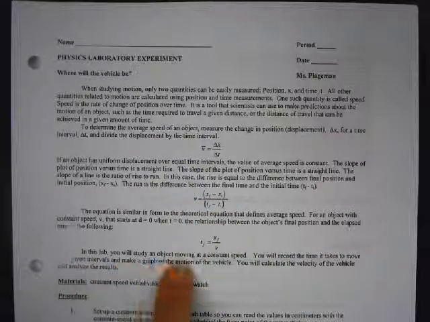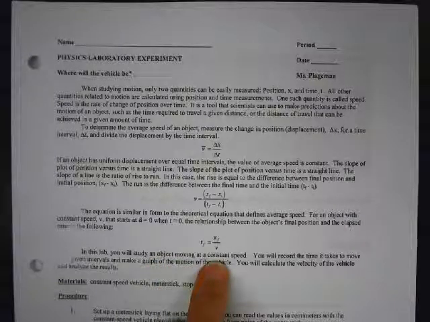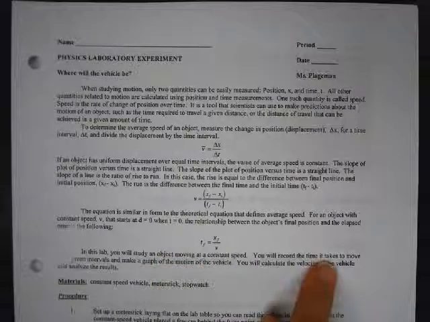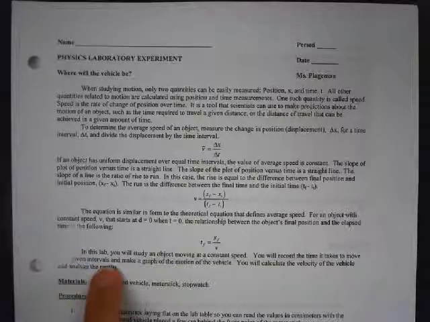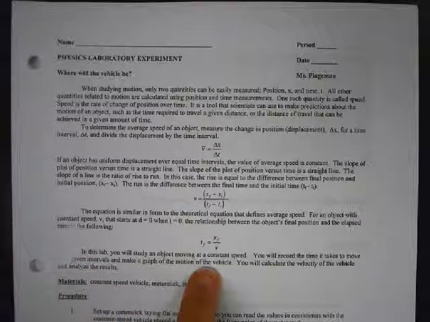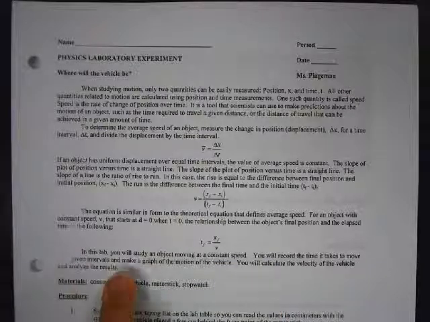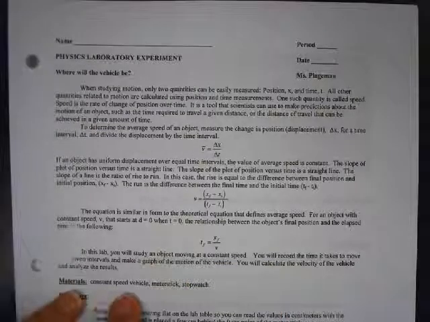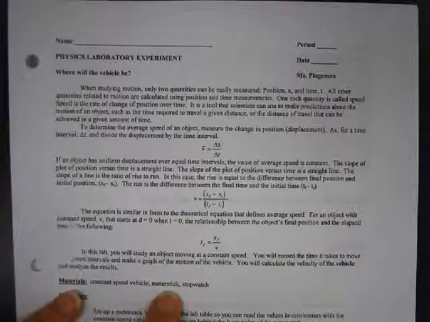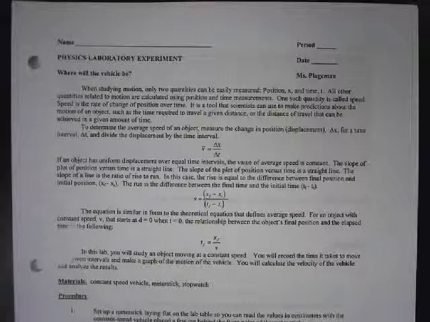So anyway, in this lab, you will study an object moving at a constant speed. You will record the time it takes to move over given time intervals and make a graph of the motion of the vehicle. You will calculate the velocity of the vehicle and analyze the results. So you have a constant speed vehicle, a meter stick, and a stopwatch. What you're going to do is, I need to demonstrate. And they're too big to put under here. All right, I'll think of something.